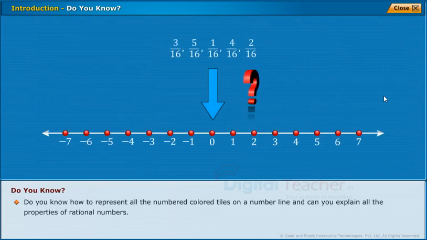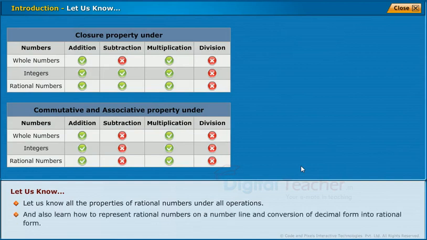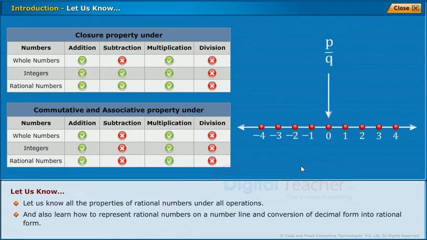Do you know how to represent all the numbered colored tiles on a number line? And can you explain all the properties of rational numbers? Let us know all the properties of rational numbers under all operations. And also learn how to represent rational numbers on a number line and conversion of decimal form into rational form.